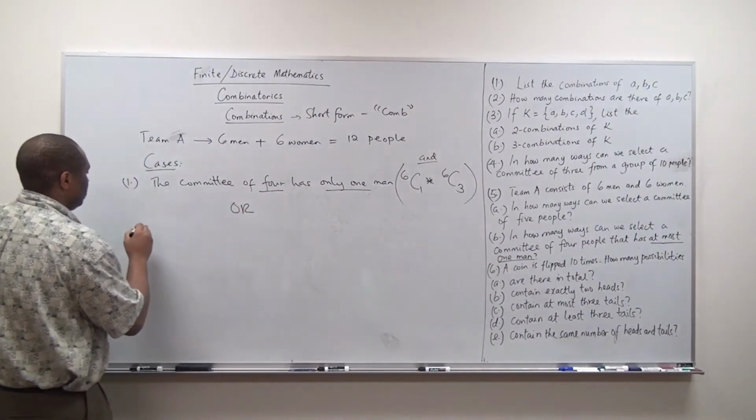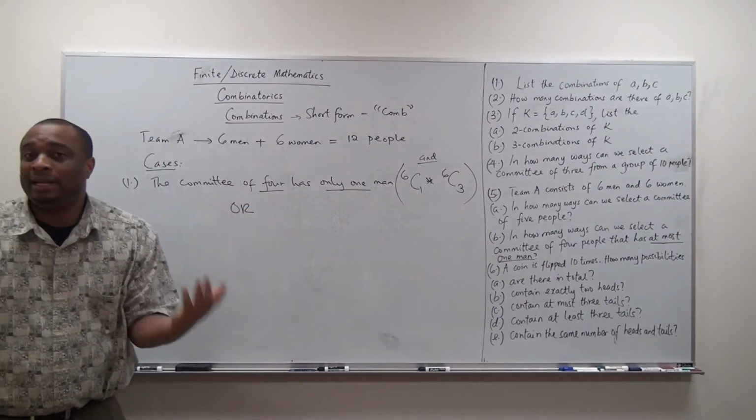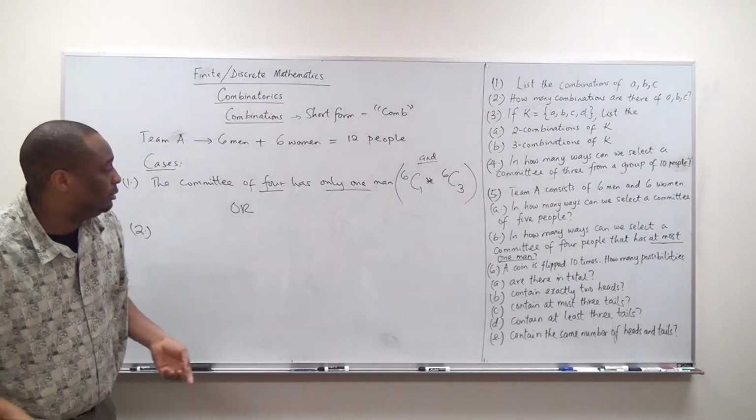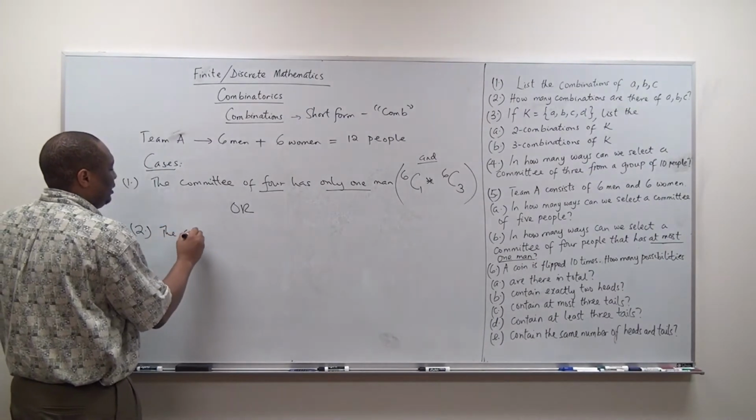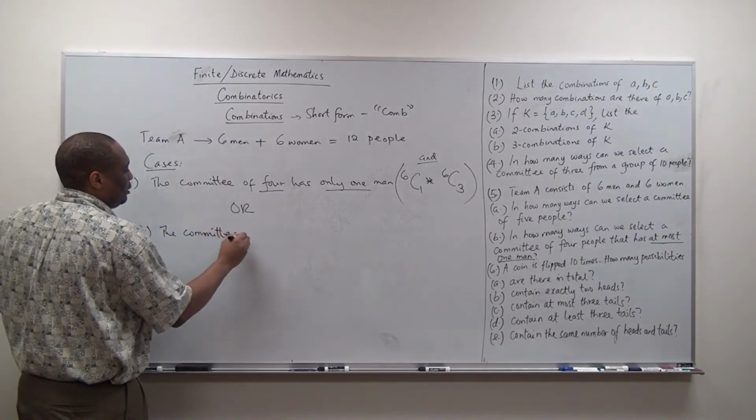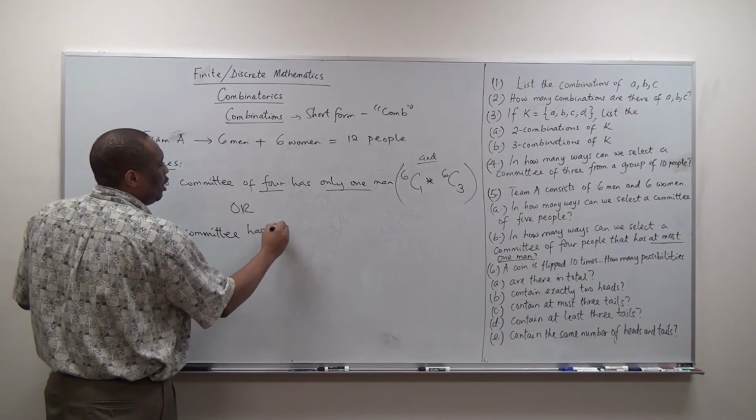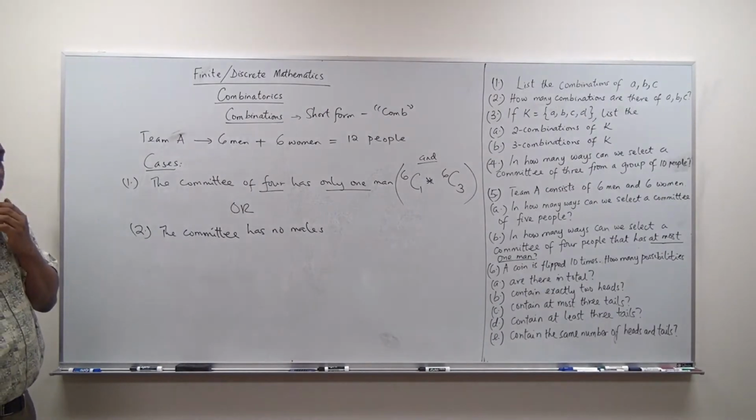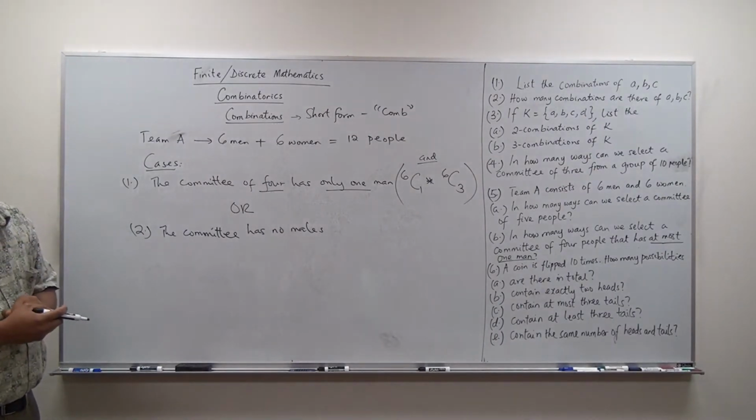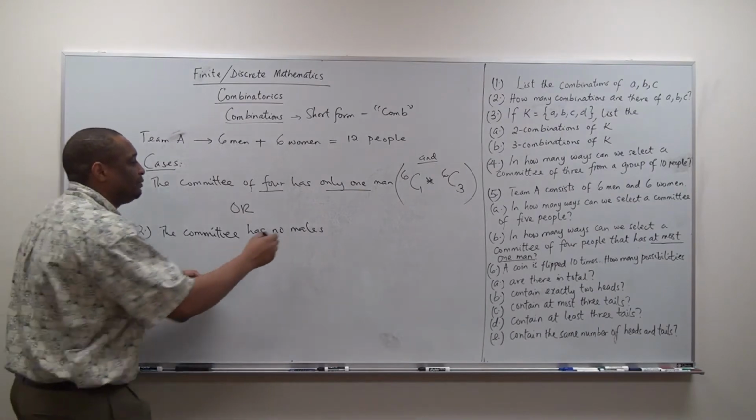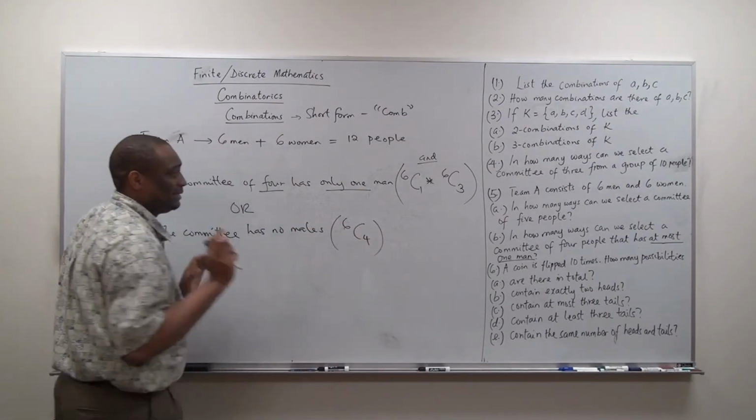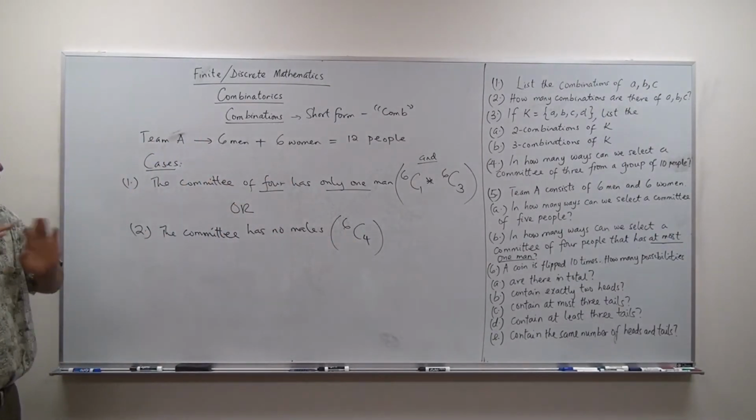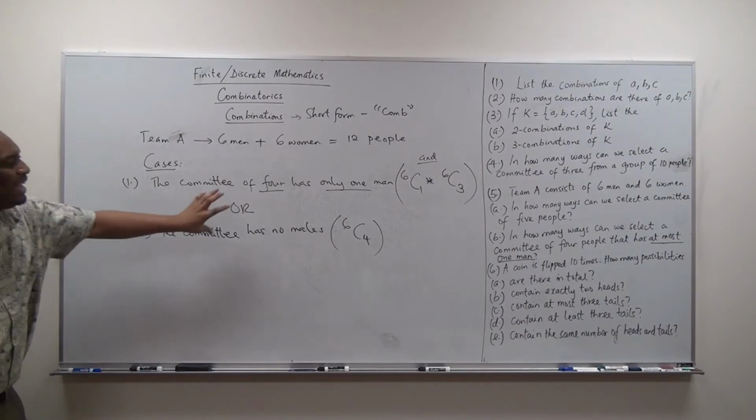Or that committee might not even have any man, because at most 1 man. It's possible, no man at all. The committee has no males. No males at all. And if it has no males, what do you have to do? You select the 4 from the 6. Period. 4 women from the 6 women. And that means no man there. So these are the cases you have to do.